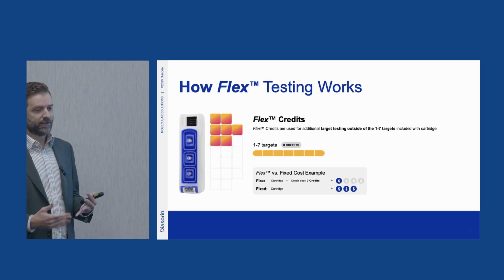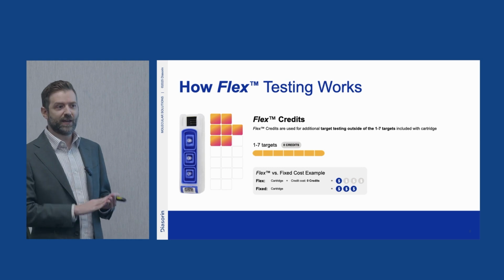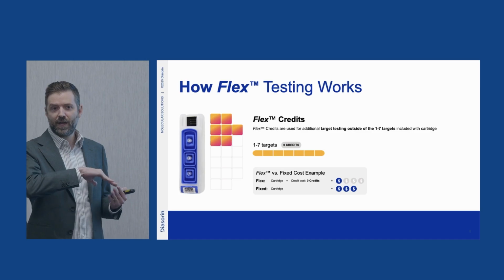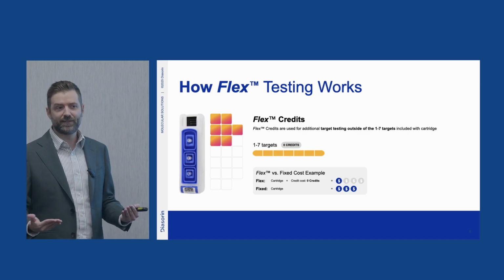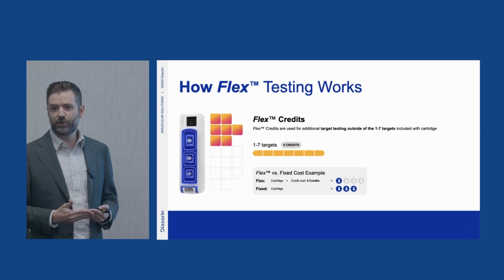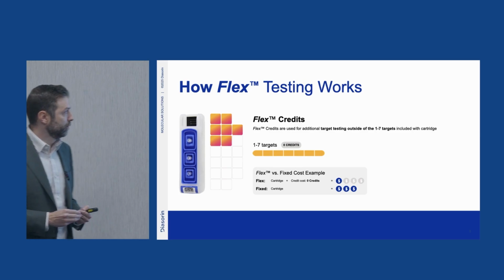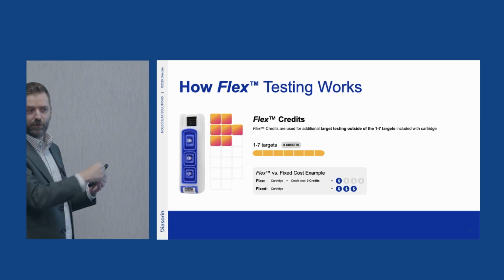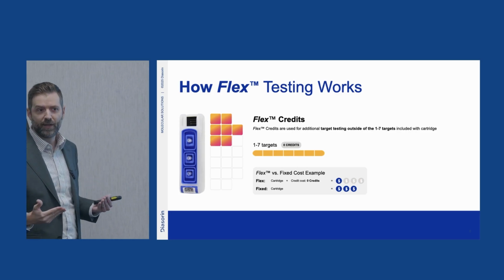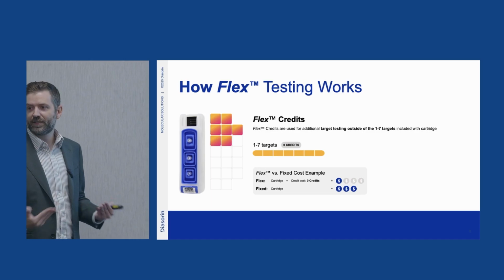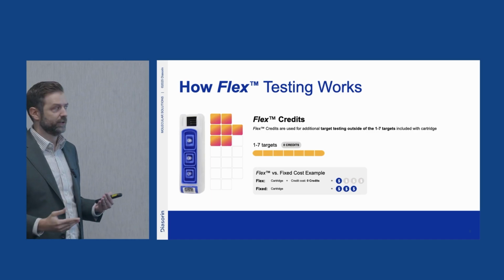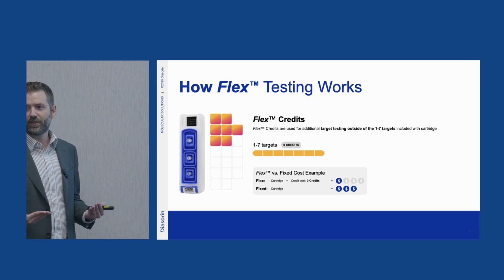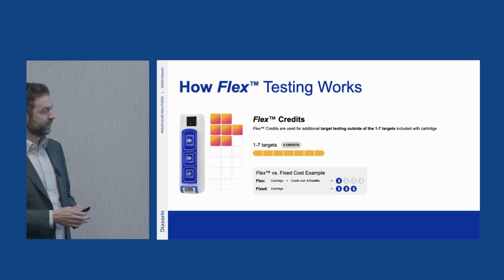So flex credits, it's a barcode that you'll get. You'll scan the barcode onto the platform, and then these flex credits go into the system. And these flex credits get used as needed depending on the number of targets chosen for that panel. So we have what's called the base price. You can see with respiratory, that base price includes anywhere between 1 to 7 targets. So that's what you get when you purchase that test cartridge from us. It doesn't matter if you're running 1 target or 7 targets, you are covered with the cost of the test in that base price.